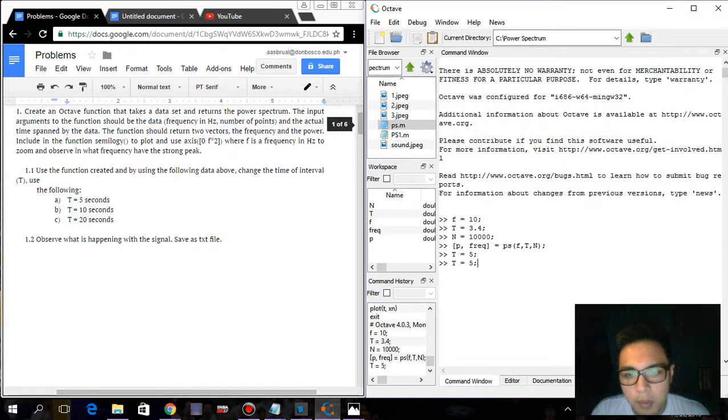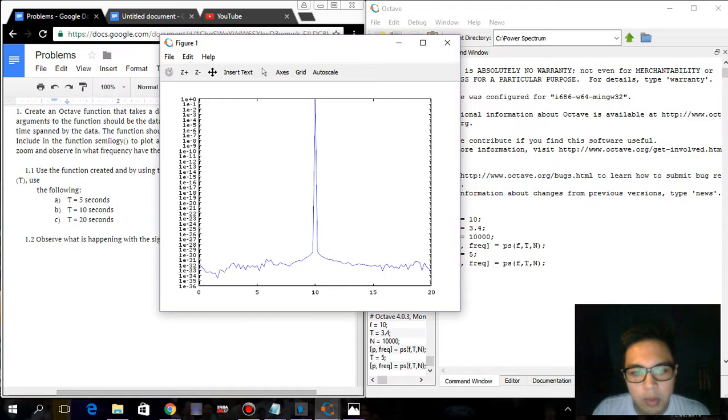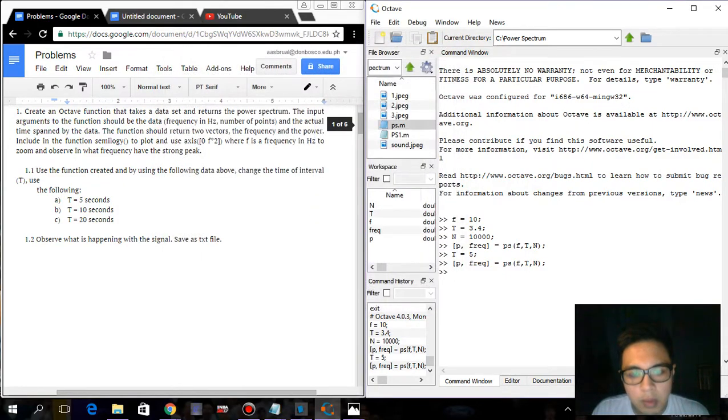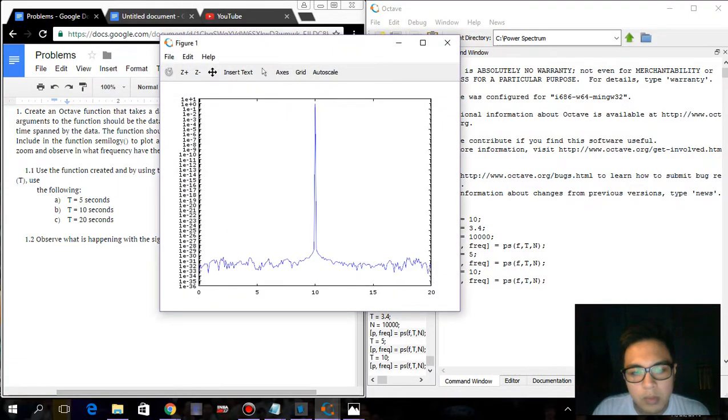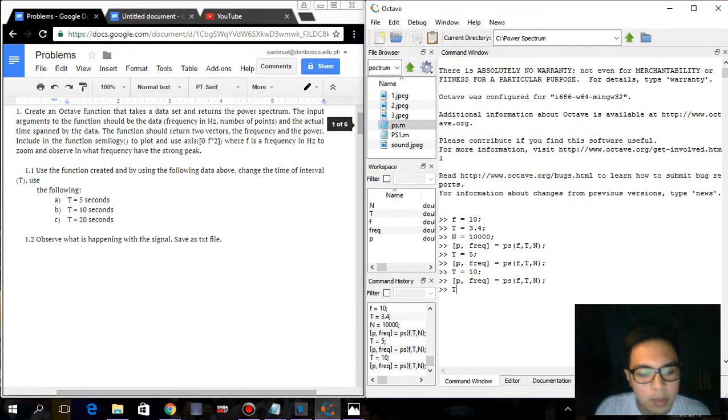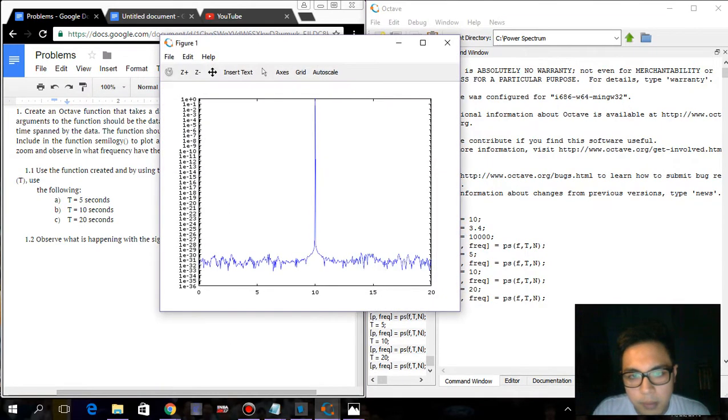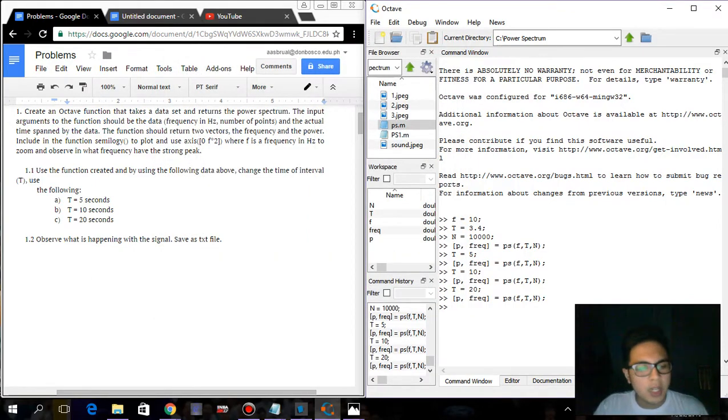5, there it is. 10, there it is. And when the time interval is 20, there we go. And in 1.2 we are asked to observe what is happening with the signal.